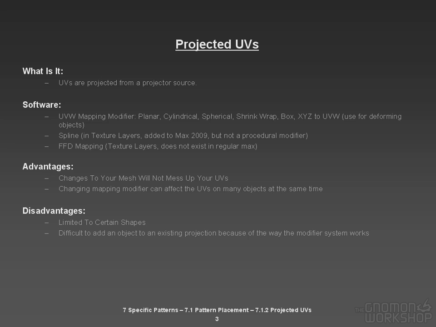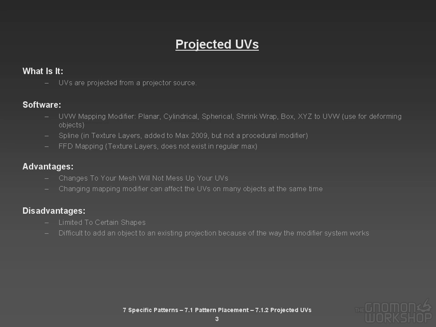Now in Max 2009, they added something called spline mapping, although this is something that's existed in a plugin called Texture Layers for a really long time. And personally, I still use the Texture Layers version and not the one inside of Max, and that's mostly because the one inside of Max is not a procedural modifier. So once you map based off your spline, if you then go back in and change your spline, it doesn't automatically go in and update your mapping. So you have to do it all over again.